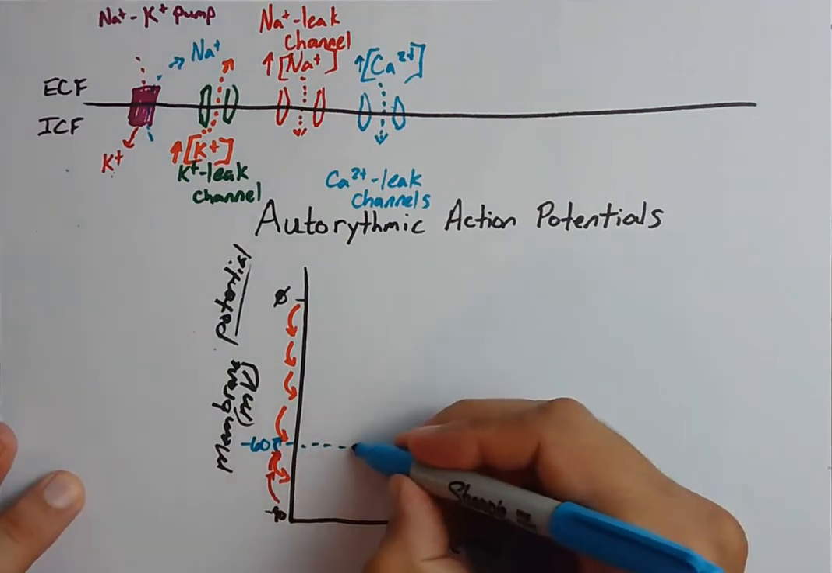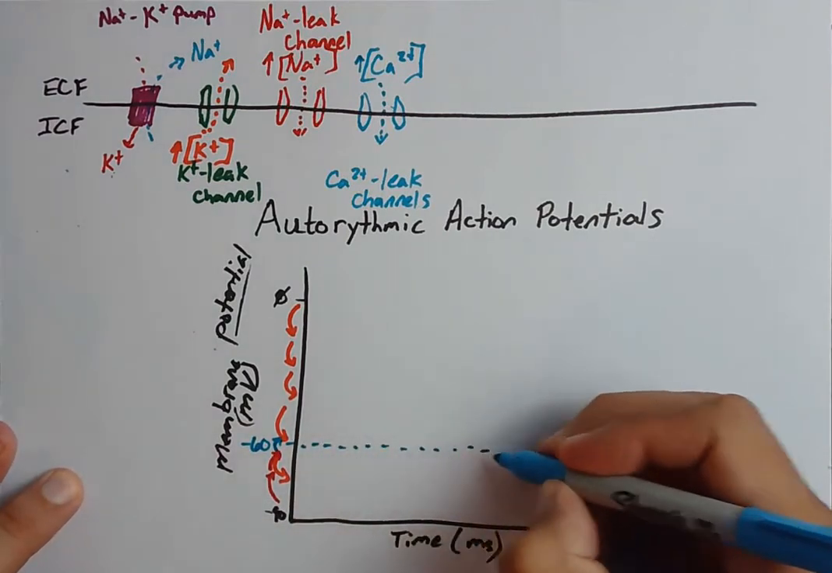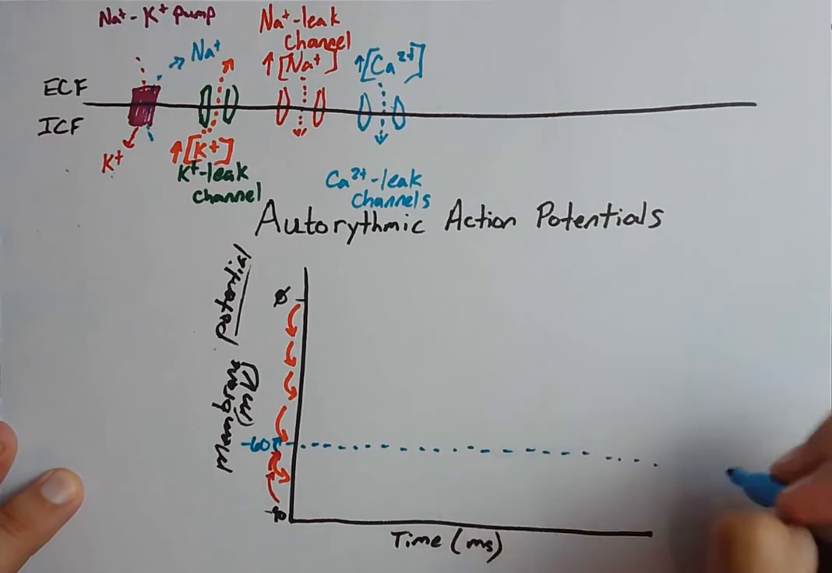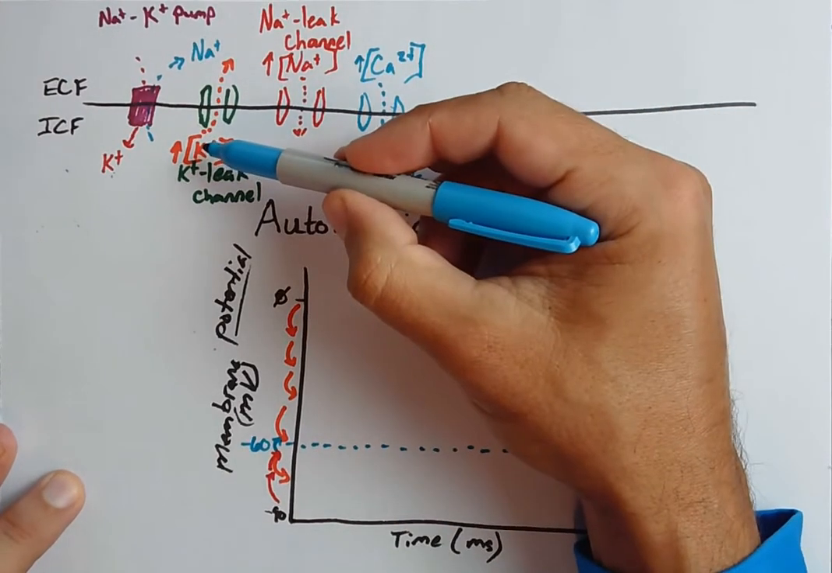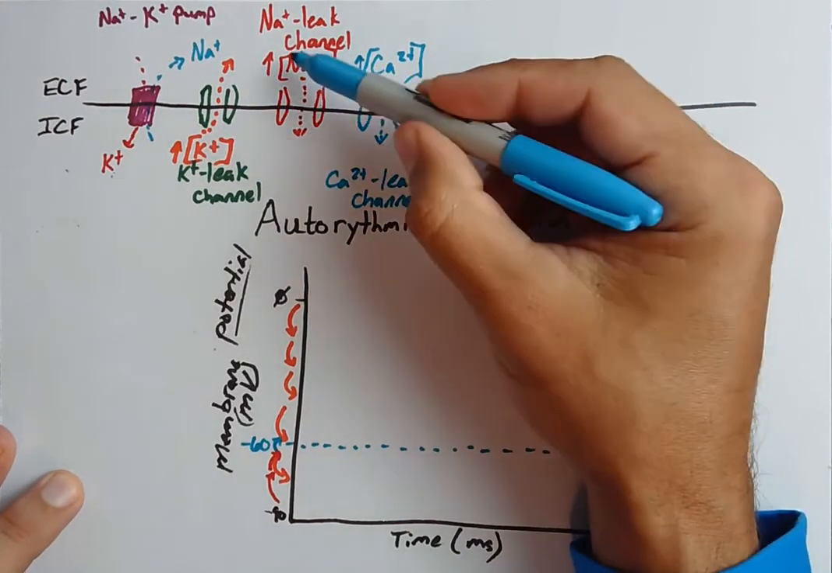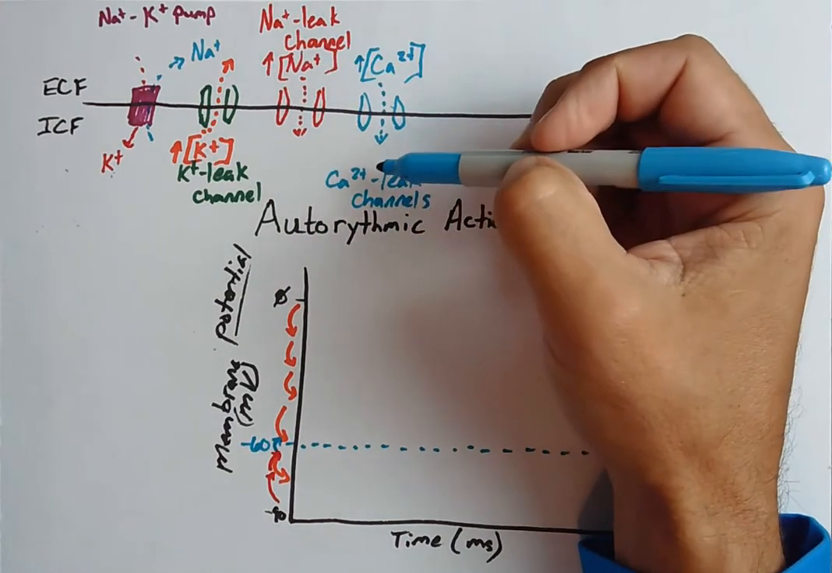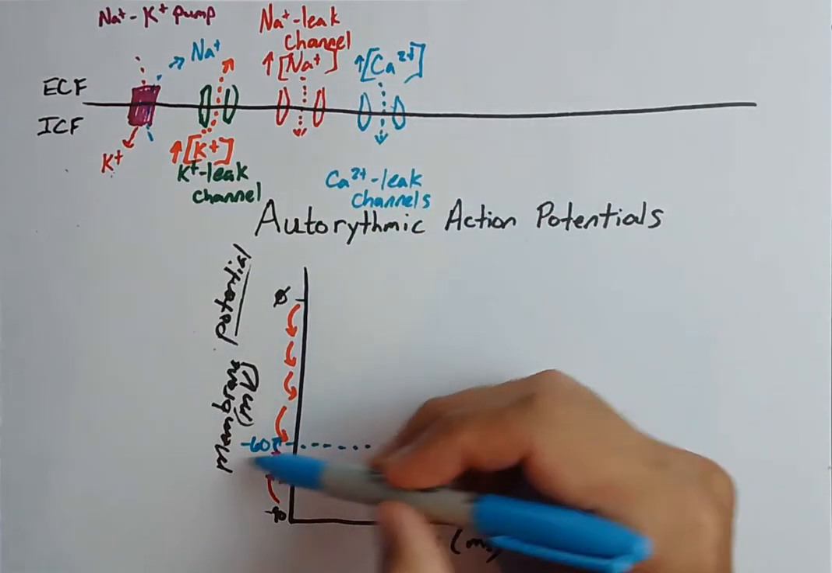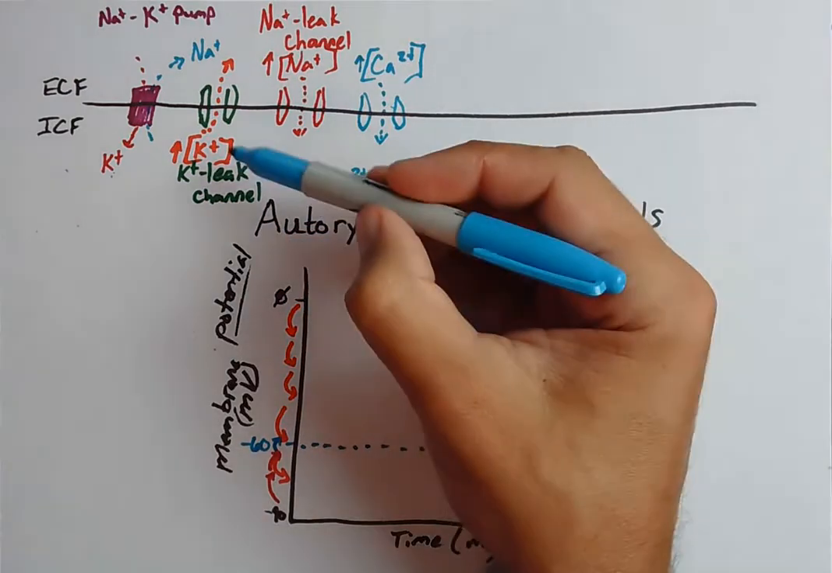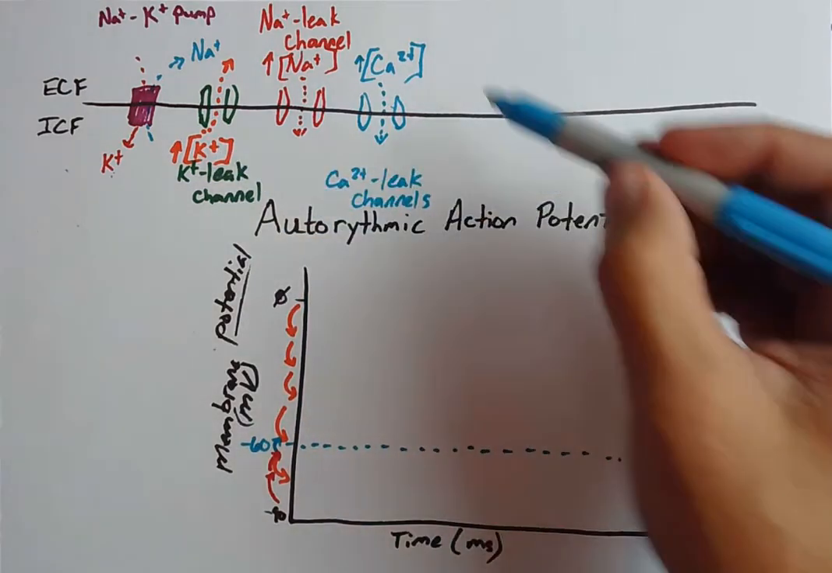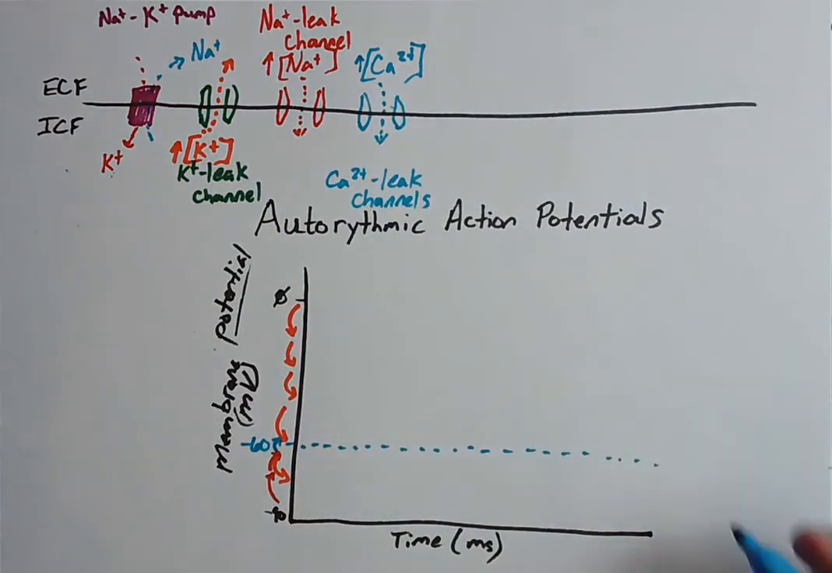And that is homeostasis, okay? That is created because of the net movement of potassium out of the cell, sodium into the cell, and calcium into the cell. Why do we remain relatively negative? Because there are more potassium leak channels than all the rest of these types of leak channels.